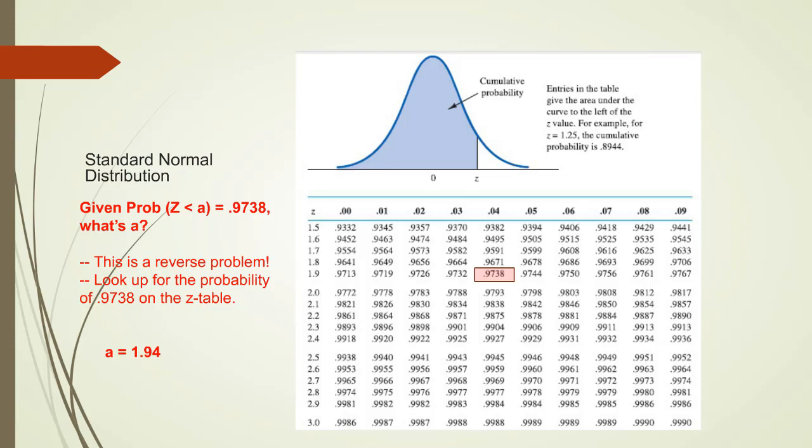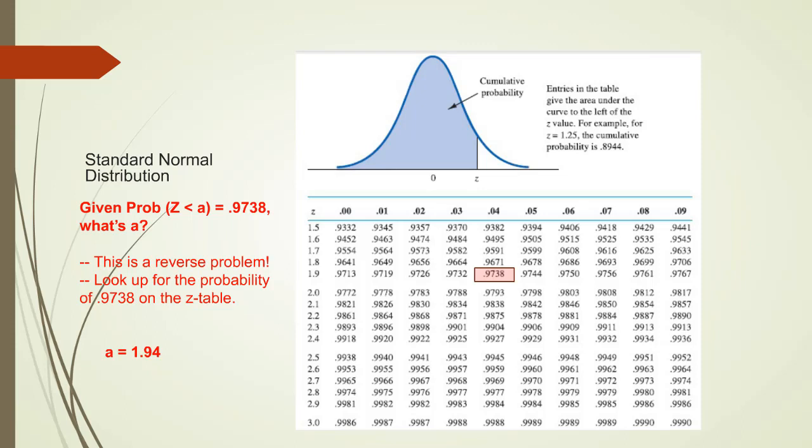The next question is a reverse question. Over here, we were told the probability of z less than a is 0.9738. What is the value of a? So it is the probability that is given to us. The z-score is not given to us. In the previous problems we have been working on, it is the z-scores that are given to us and we were asked to find the probabilities.